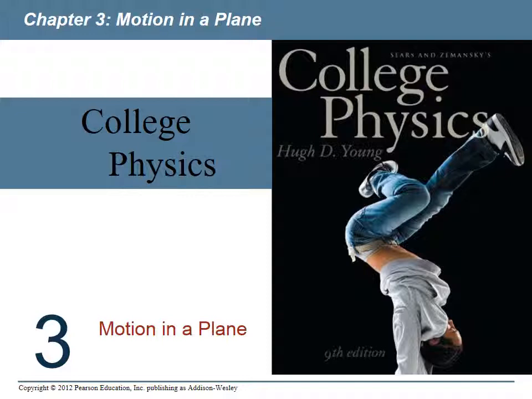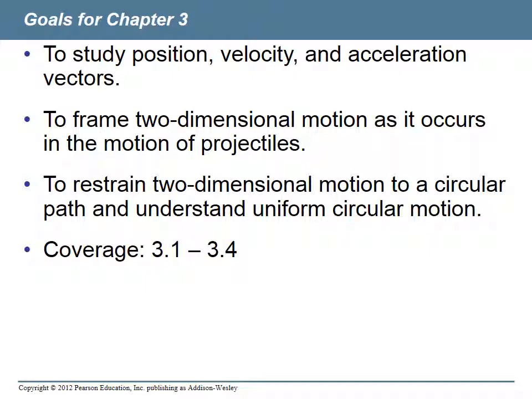We're just going to talk about the motion and the equations of motion in a plane, so in two dimensions, an x direction as well as a y direction. We won't worry about three-dimensional motion in this course. So the goals for this chapter are to study position, velocity, and acceleration, just like we did in chapter 2, but this time we're going to talk about it in terms of vectors. So we'll talk about it in terms of things that have both magnitude as well as a direction. That's what a vector is.